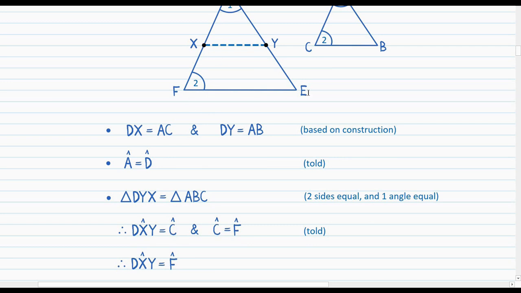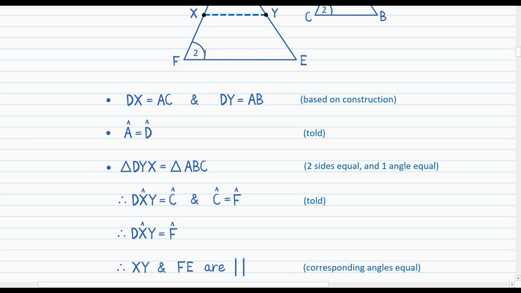And we can use the fact that these two angles are equal to make a conclusion about the lines XY and FE, because if the two angles in the same corner are the same for a line intersecting with two lines, meaning if corresponding angles are equal, then that implies that the two lines are parallel. Therefore, XY and FE are parallel, since the corresponding angles are equal.